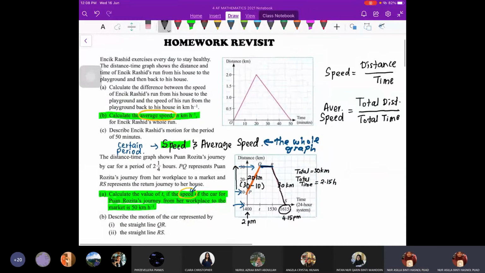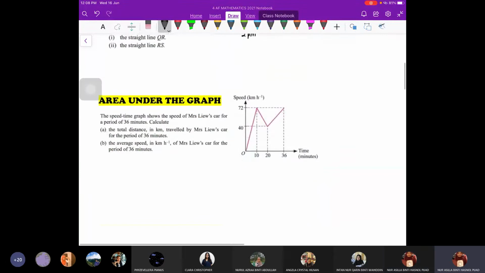Alright. So itu je yang saya nak revisit dekat situ. Describing, there's a few things yang kamu kena betulkan. Once I finish my feedback, nanti kamu kena check macam mana describe. Calculation, simple calculation, I don't think you have a problem. Okay, so itu pasal homework.